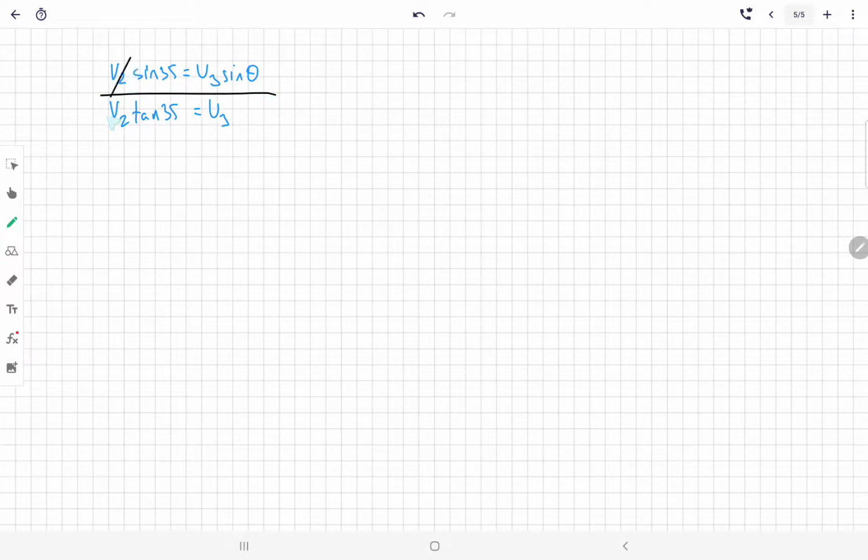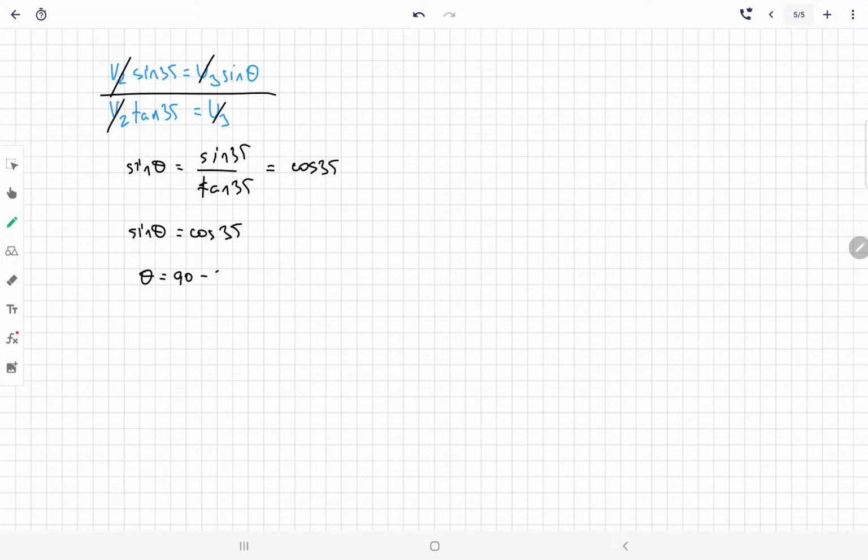Let me divide these two equations. So sine theta equals sine 35 over tangent 35, which is equal to cosine 35 basically. So sine theta equals cosine 35, which means theta equals 90 minus 35. So theta will be equal to 55 degrees.